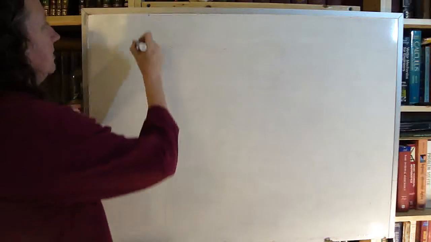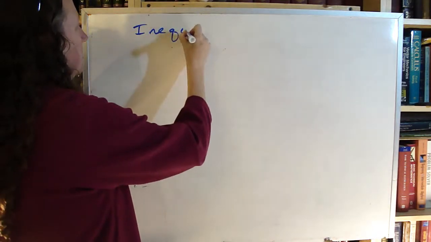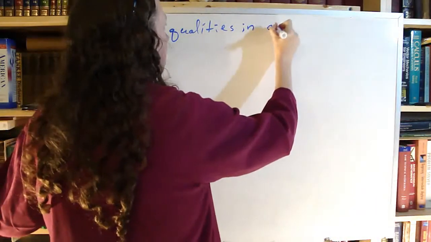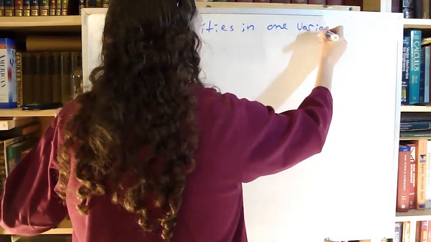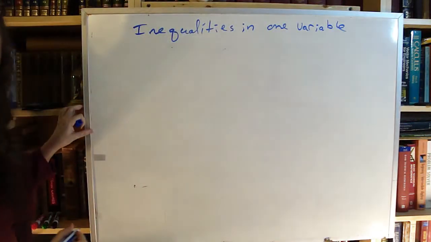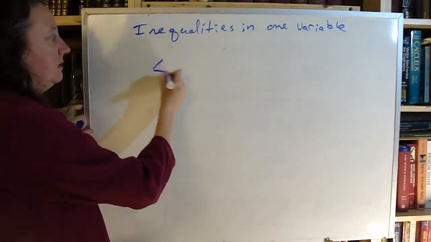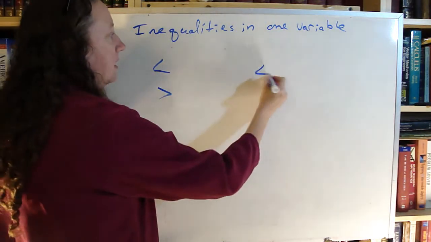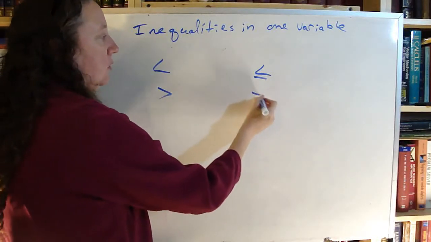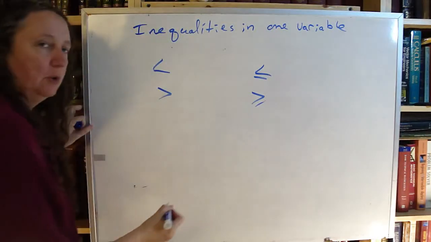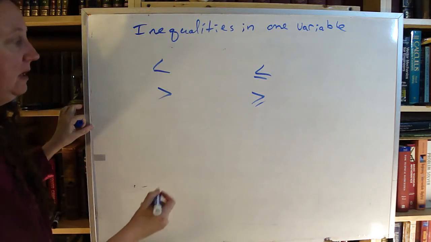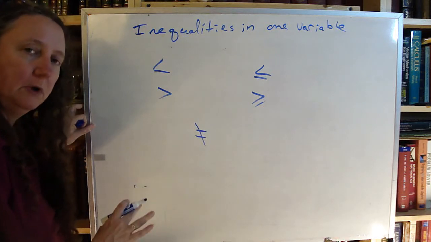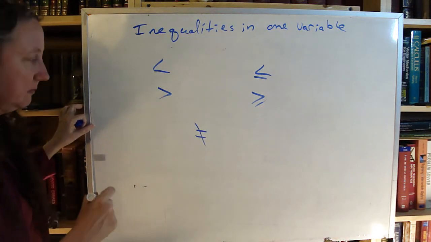Inequalities in one variable. An inequality has a less than, greater than, less than or equal to, or greater than or equal to symbol in it. And you may also see does not equal, but we're not going to use that in this lesson.